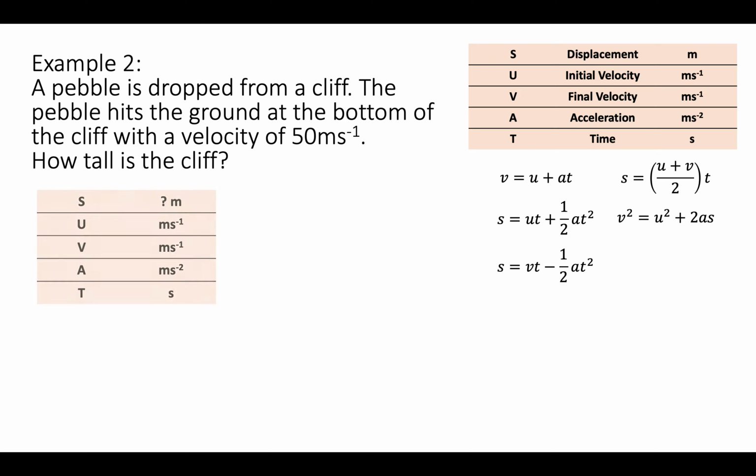Well, there are 2 things we need to know here. The first thing is it's dropped. So it starts from rest at 0 meters per second, because when you drop something, it doesn't have an initial velocity. It just starts from 0. And the other thing is that when something falls under gravity, it falls with an acceleration of 9.81 meters per second squared. That is a really special number that you need to remember for your exam.